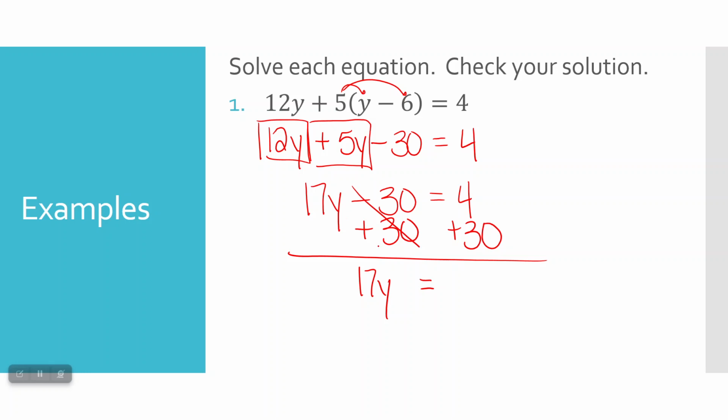Notice that I'm crossing out the two pieces that cancel each other. 4 plus 30 is 34. Now dividing both sides by 17, and we get y equals 2.